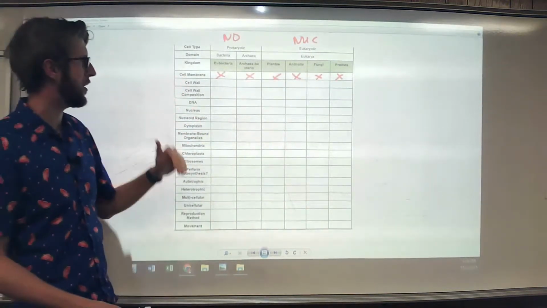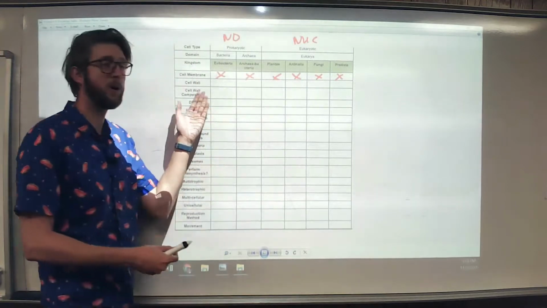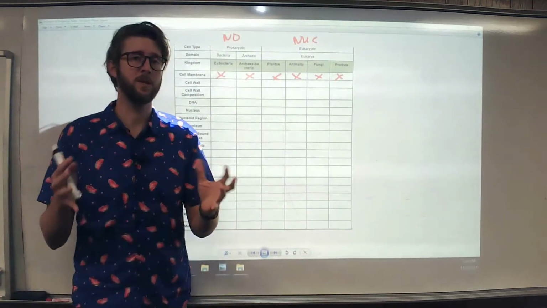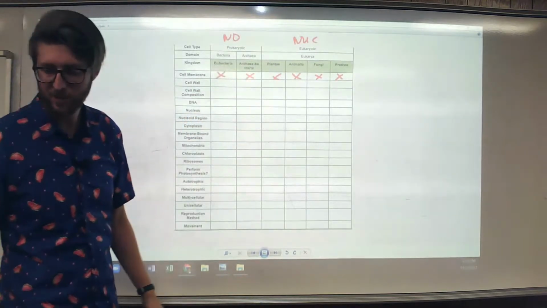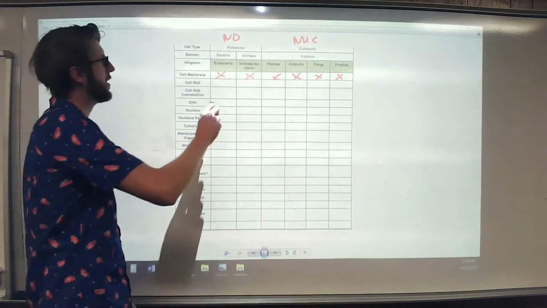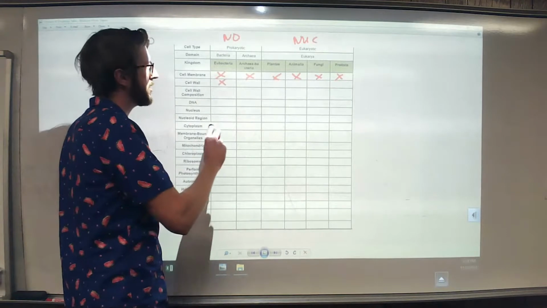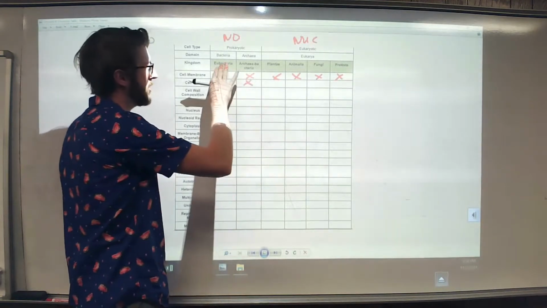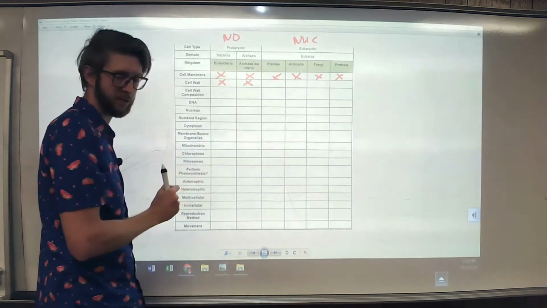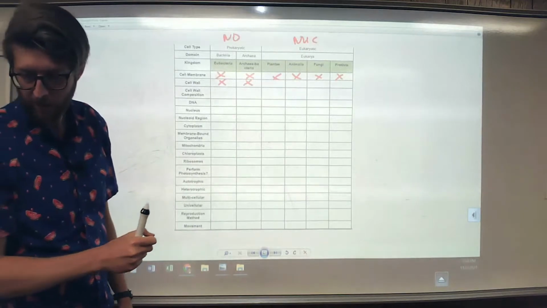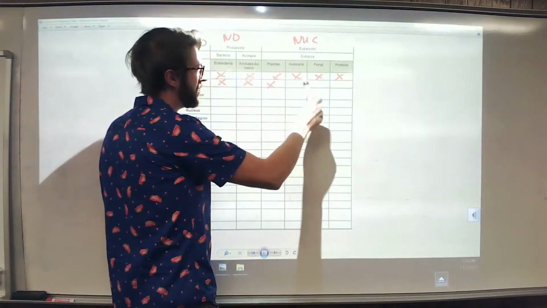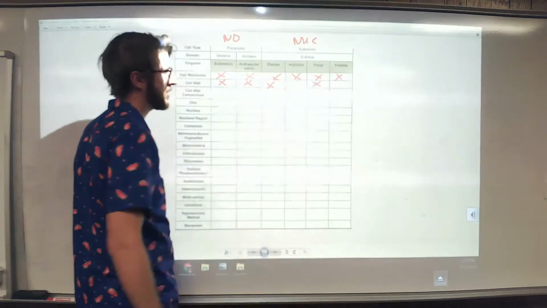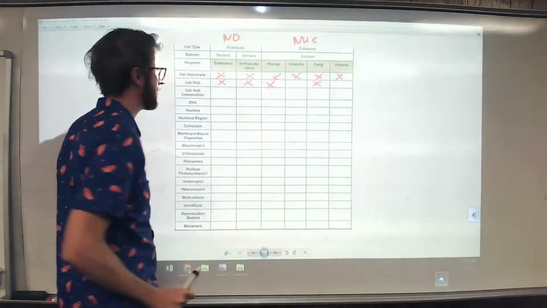Now, a cell wall, remember what a cell wall is. A cell wall is like an additional layer on top of the cell membrane. Not all cell types have the cell wall. Bacteria have a cell wall, both of them do, the eubacteria and the archaea bacteria. Plants have a cell wall, animals do not have a cell wall, and fungi have a cell wall, but protists do not have a cell wall.